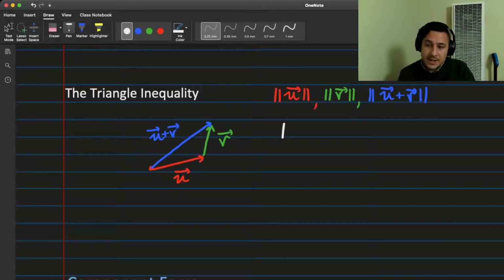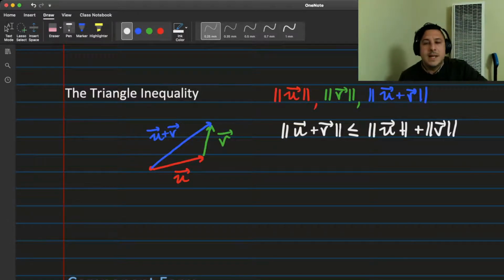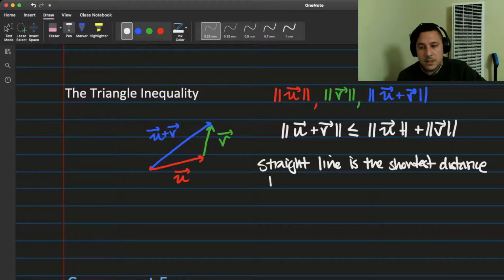So what it tells you is that the sum of the two vectors, the magnitude of u plus v, has to be smaller than or equal to the magnitude of u plus the magnitude of v. And if you think about this, this should make sense because a straight line is the shortest distance between two points. It's the shortest distance or path between 2 points.